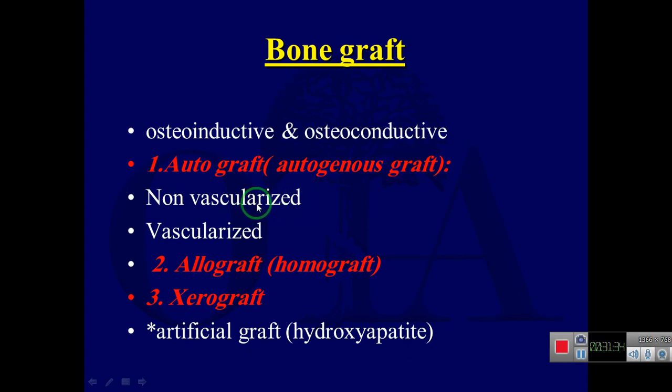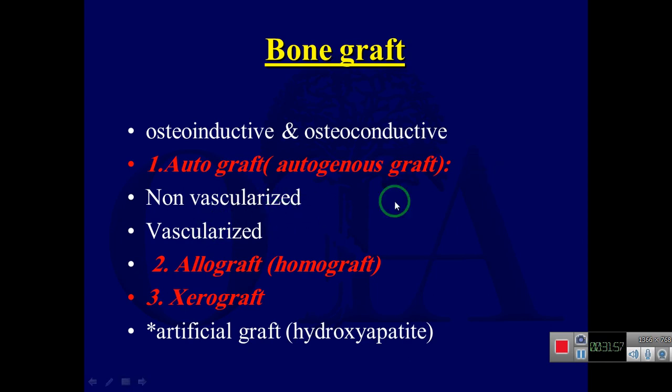In non-vascularized bone graft, which is commonly used, the bone is removed without its blood supply, meaning we take the bone without its feeding blood vessels. Examples are the thick portion of the iliac bone, the greater trochanter, and the proximal metaphysis of the tibia.